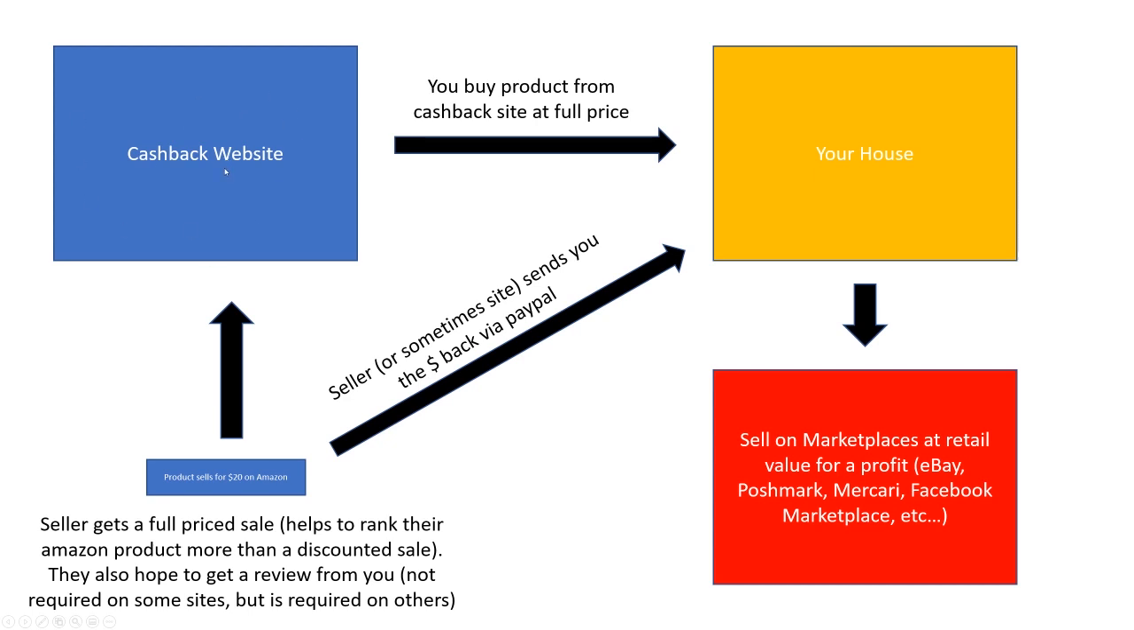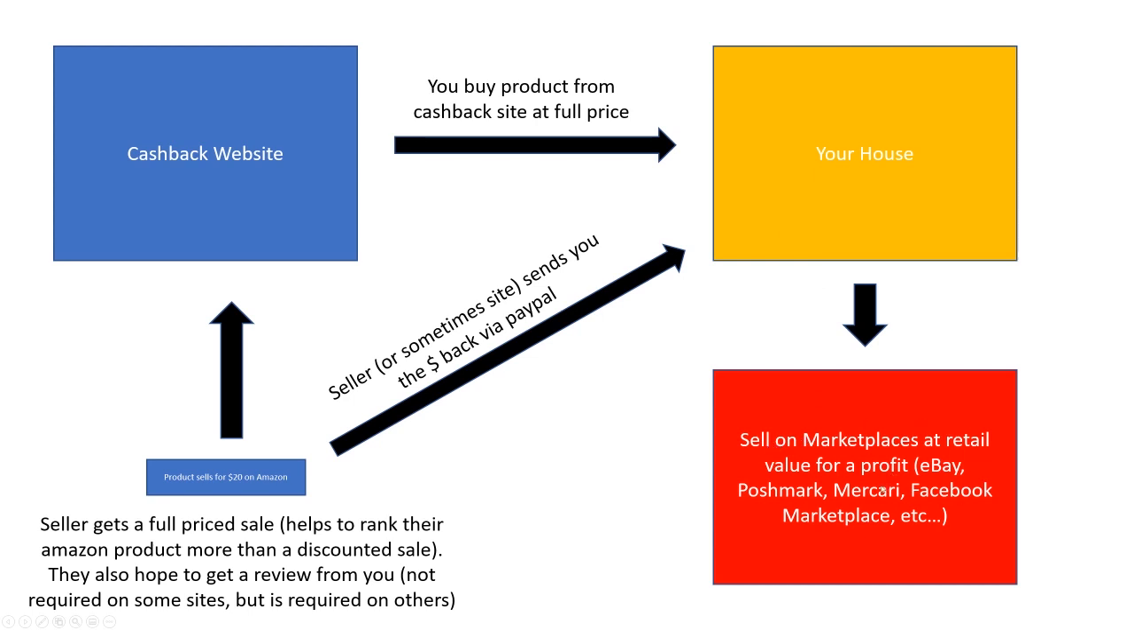So in short, you're buying a product, in this example, for $20. It's going to come to you. You're spending the $20 up front. Then the seller is going to send you $20 back via PayPal. And you now have a free product to resell, to keep, whatever you want to do. That's cashback arbitrage, okay? And this is beneficial for a number of different people, right? It's beneficial for Amazon because they get to sell the product and they get the fees. It's beneficial for the seller on Amazon because they get to rank their product and they get a full priced sale. And it's obviously beneficial for you because you get a free product to either keep or resell.